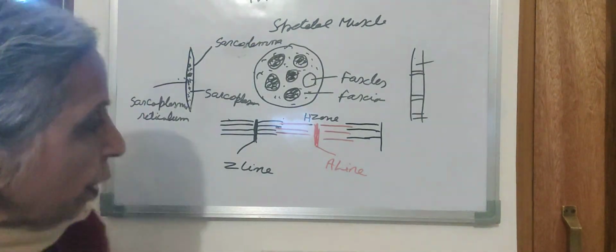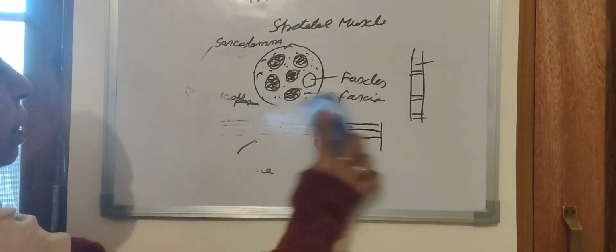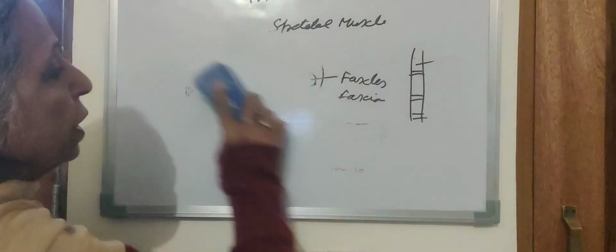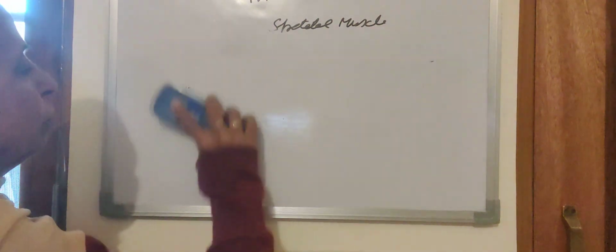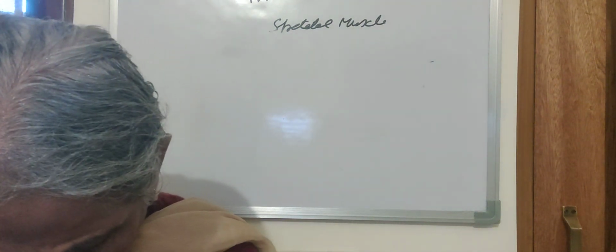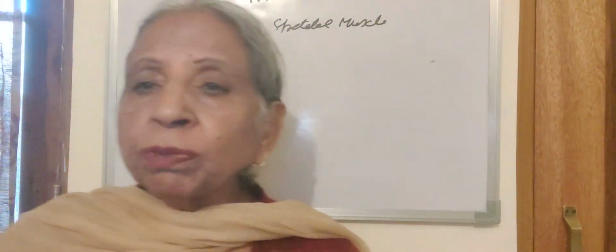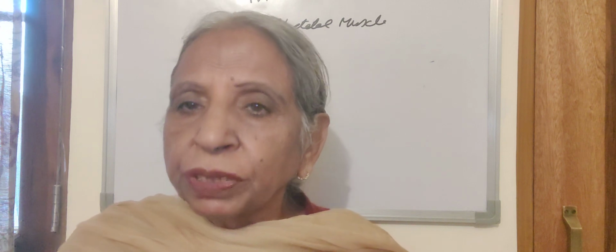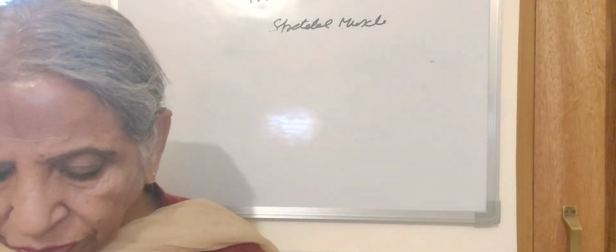This is all about the structure. Then we come to the structure of actin and myosin. I told you that each muscle fiber is formed of two kinds of contractile protein, actin and myosin. One more thing, the portion between the two Z lines is called the sarcomere. It is the functional unit of contraction.